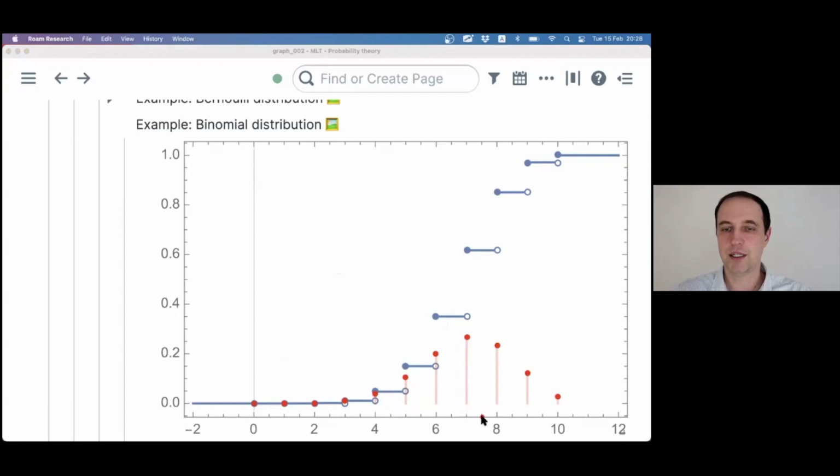Let's say you choose as little x this value of 7.5. And the height of the line that I just drew, that is the probability that when you randomly get a draw from this distribution, the value will be less or equal to 7.5. So that's an example of a CDF.